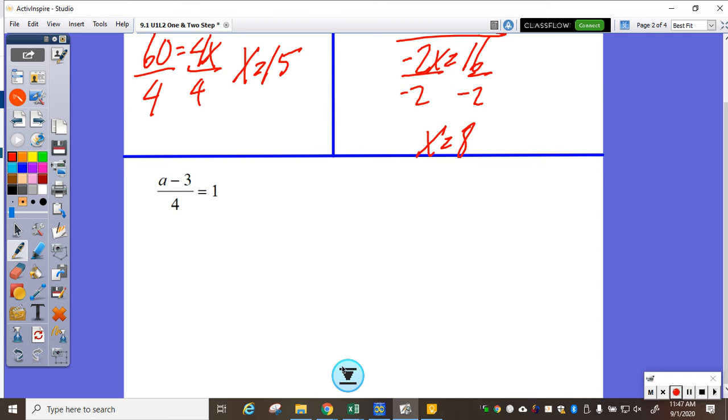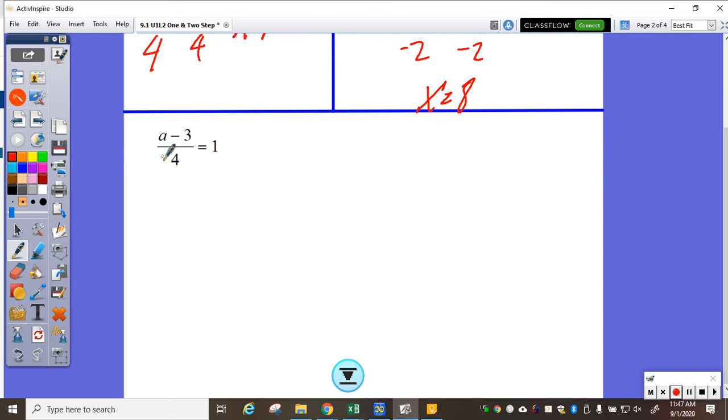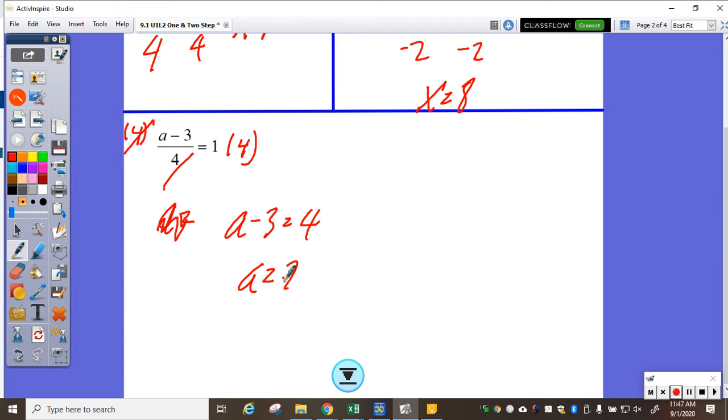So at this point, what am I going to do here? Multiply the 4. The 4. Because this is a minus 3 divided by 4. So the division, we're going to do the opposite of the division, multiply both sides by 4. So I can eliminate that 4 out of there. A minus 3 equals, add the 3. We good with that? Everybody?